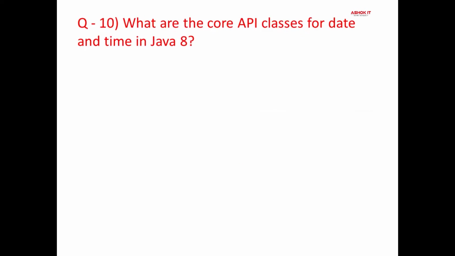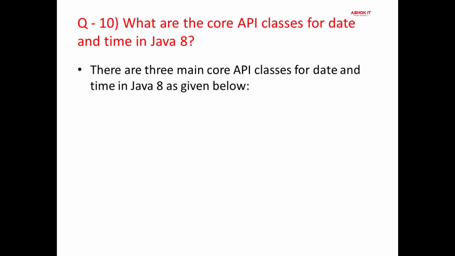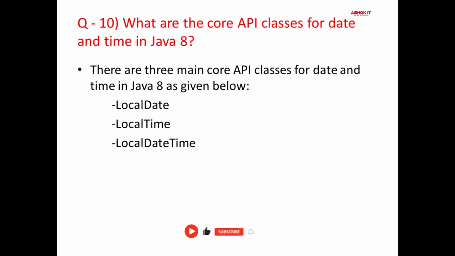Question number 10. What are the core API classes for date and time in Java 8? There are three main API classes: LocalDate, LocalTime, and LocalDateTime. Here, the LocalDate class is used to represent a date in the ISO format. It does not include time or support time zone. The LocalTime class is used to represent time. And the LocalDateTime class is a combination of the LocalDate and LocalTime classes. A LocalDateTime instance contains a date component and a time component as well.